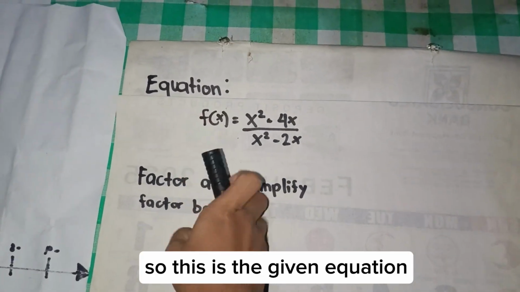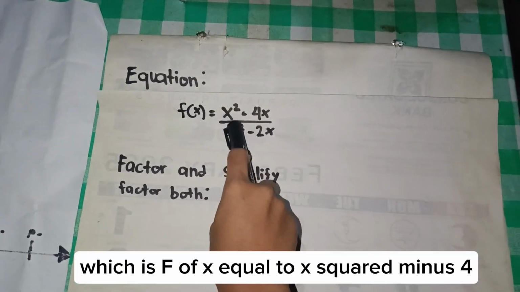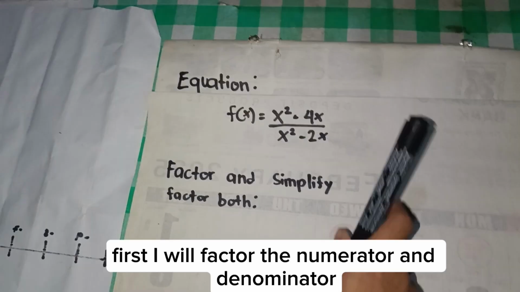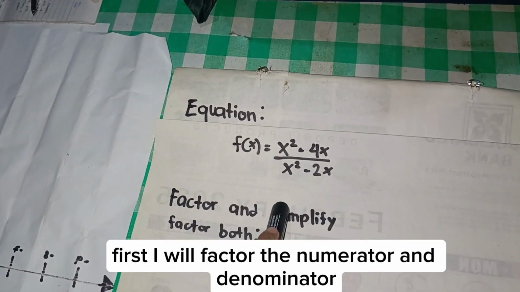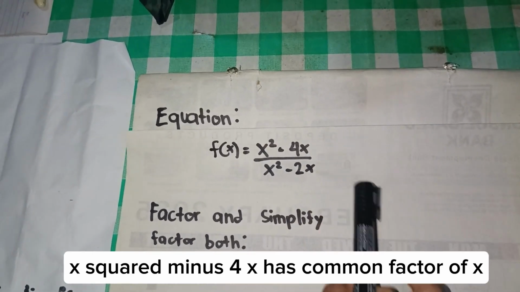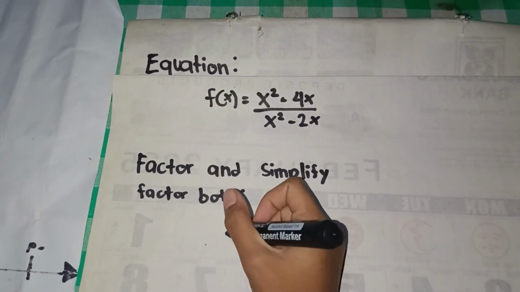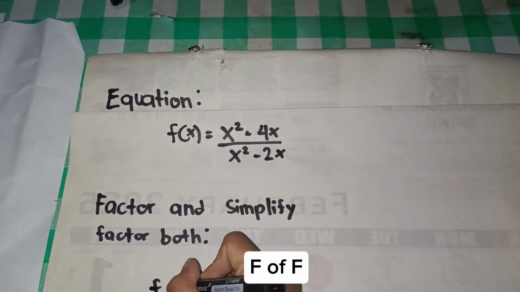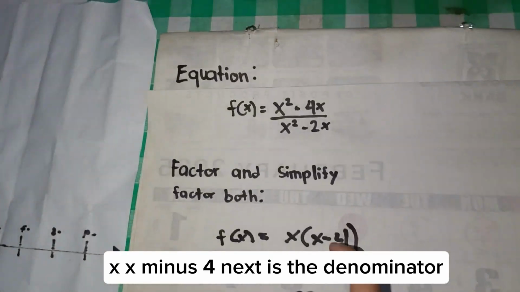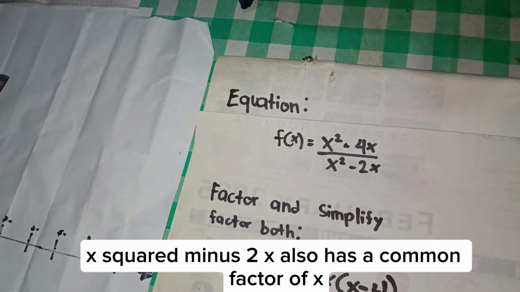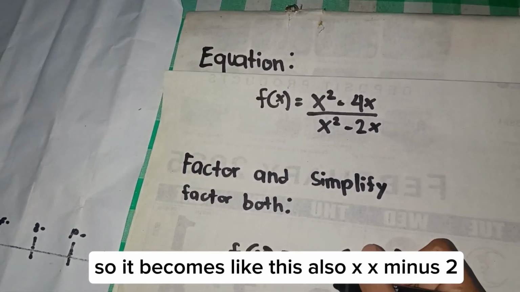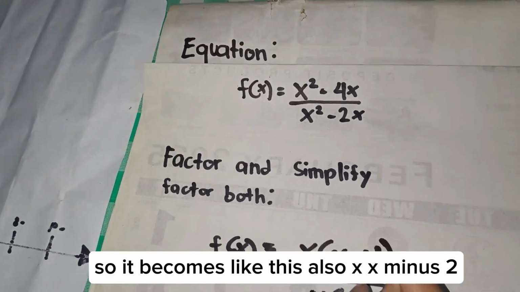So this is the given equation, which is f of x equal to x squared minus 4x all over x squared minus 2x. First, I will factor the numerator and denominator. The numerator x squared minus 4x has a common factor of x, so it becomes f of x equals x times x minus 4. Next is the denominator. X squared minus 2x also has a common factor of x, so it becomes x times x minus 2.